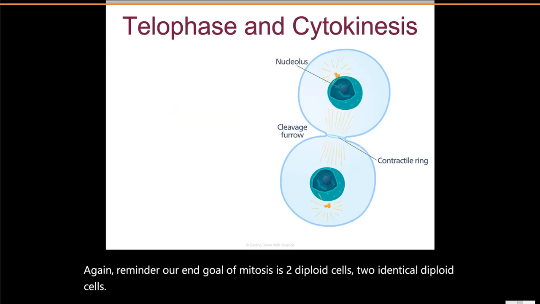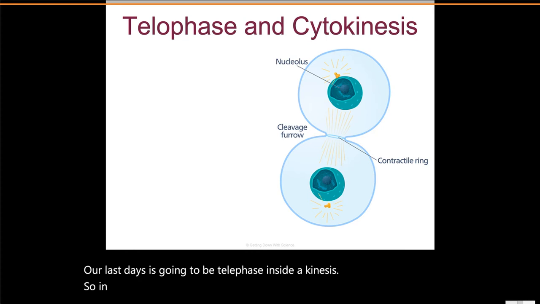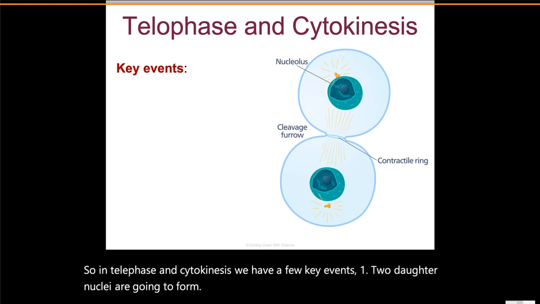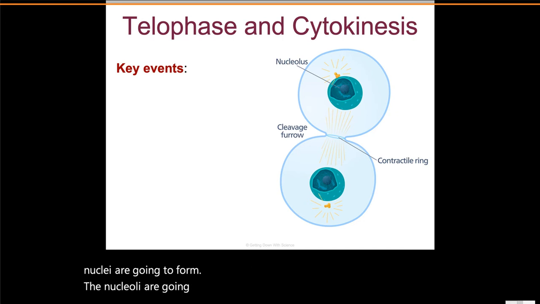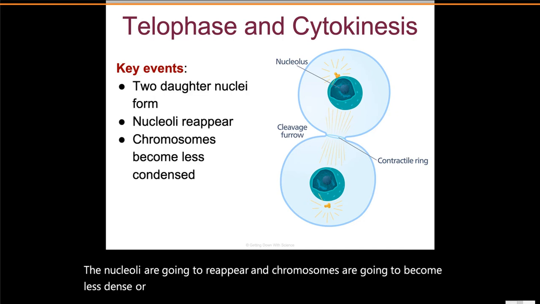Our last phase is going to be telophase and cytokinesis. So in telophase and cytokinesis, we have a few key events. One, two daughter nuclei are going to form. The nucleoli are going to reappear and chromosomes are going to become less dense, or less condensed.